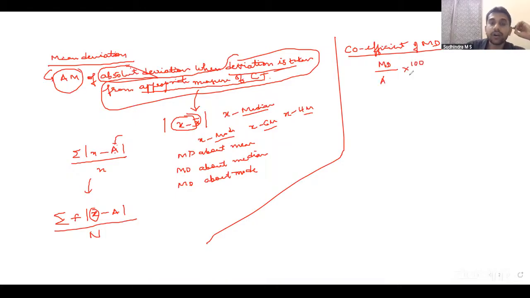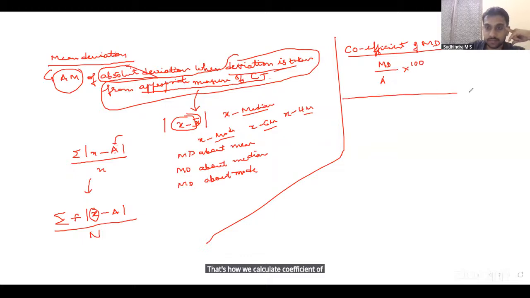A into 100. That's how we calculate coefficient of mean deviation. Any doubts still here? No, sir. Write down mean deviation heading.